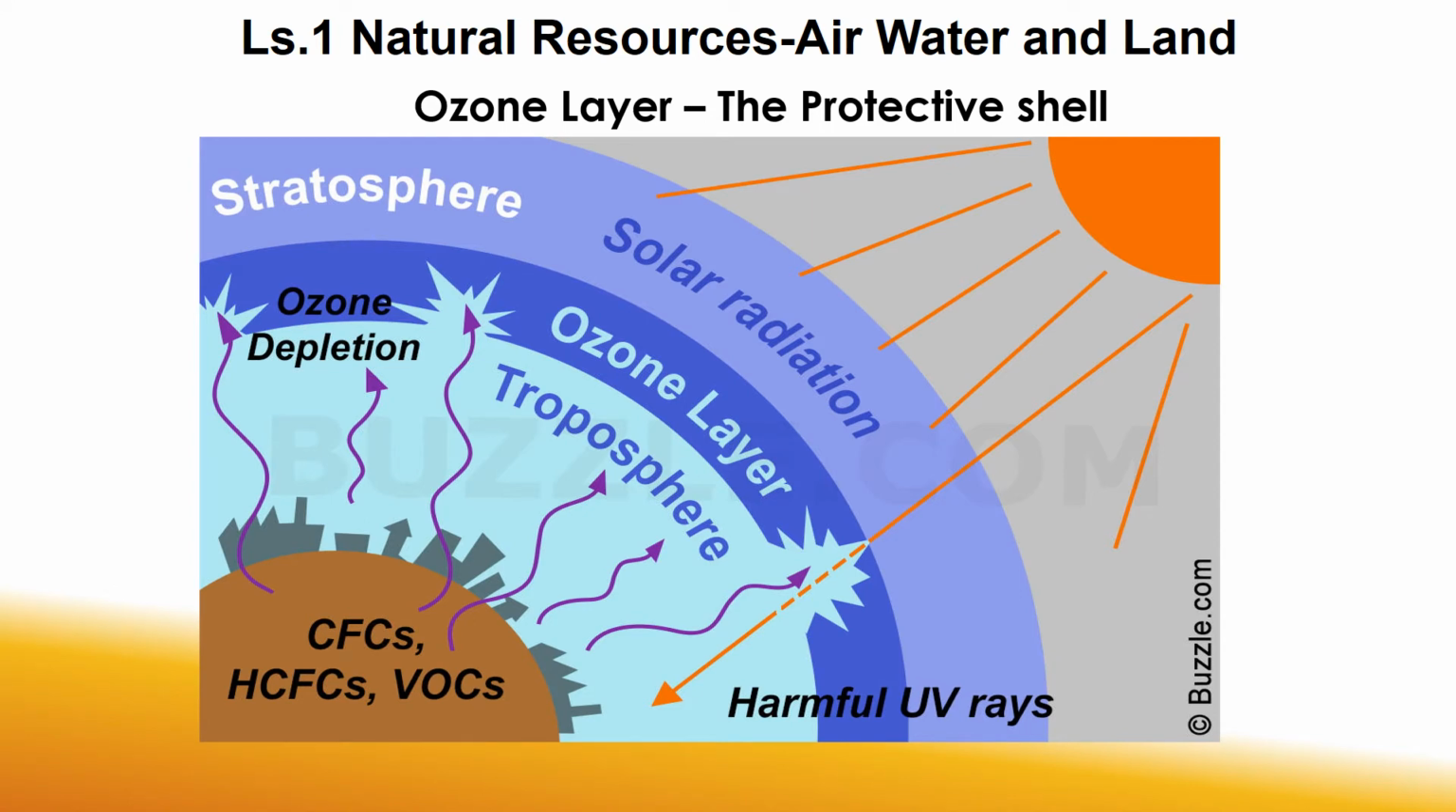Students, look at the diagram. What do you see? Yes, the harmful UV rays, that is harmful ultraviolet rays. What are ultraviolet rays, children? We have learned in the life class. That means the rays which are very, very powerful with a high radiation and they are very harmful. They are called harmful UV rays.